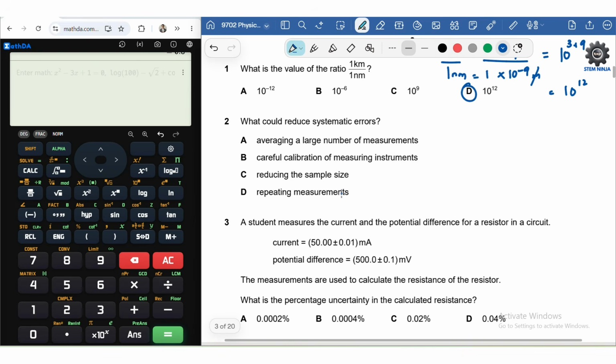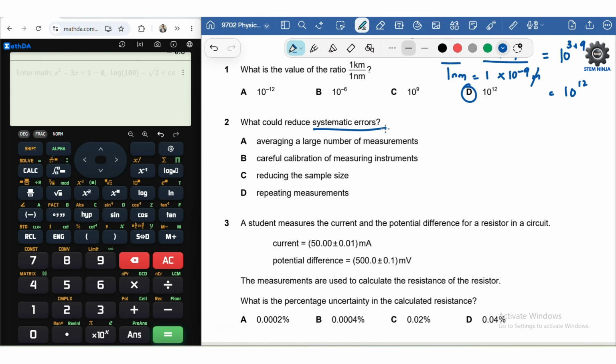What could reduce systematic errors? Systematic errors can only be removed by finding the source of that error. For example, incorrect calibration. You could be using some wrong assumptions, for example, air resistance negligible. That could be a wrong assumption in case you have a windy area where you're doing the experiment. Zero errors are sort of like incorrect calibration.